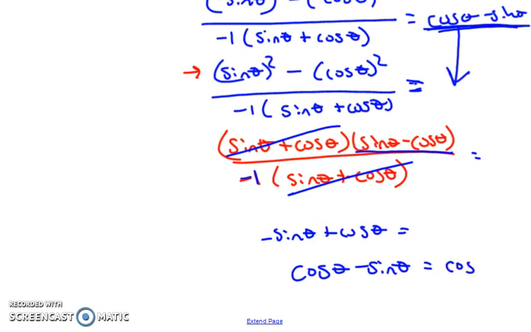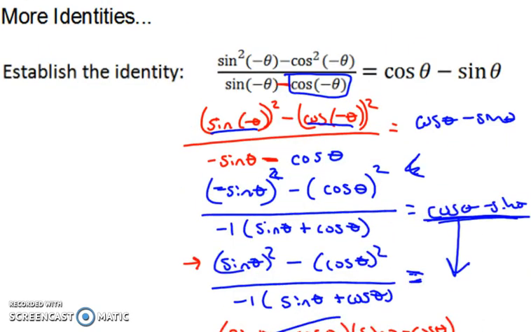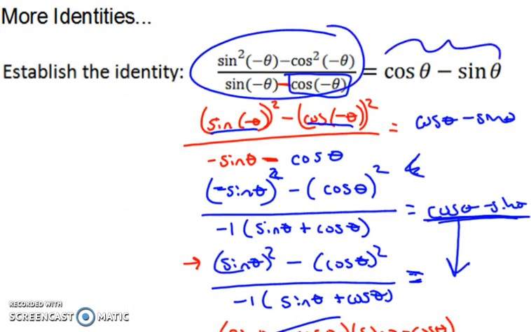And I've got cosine theta minus sine theta equals cosine theta minus sine theta. So thus, check, I have in fact verified that this is cosine minus sine.